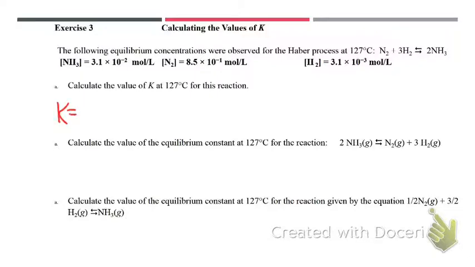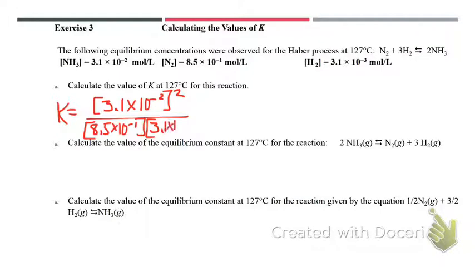K is going to be equal to the NH3 concentration raised to the second over the nitrogen, and then the hydrogen raised to the third.